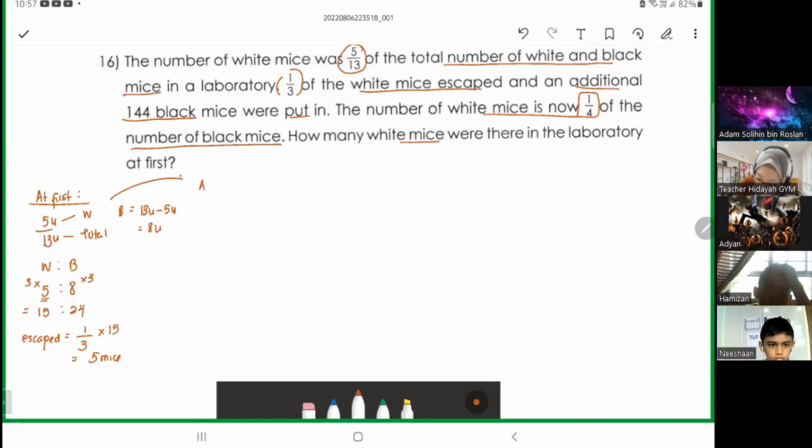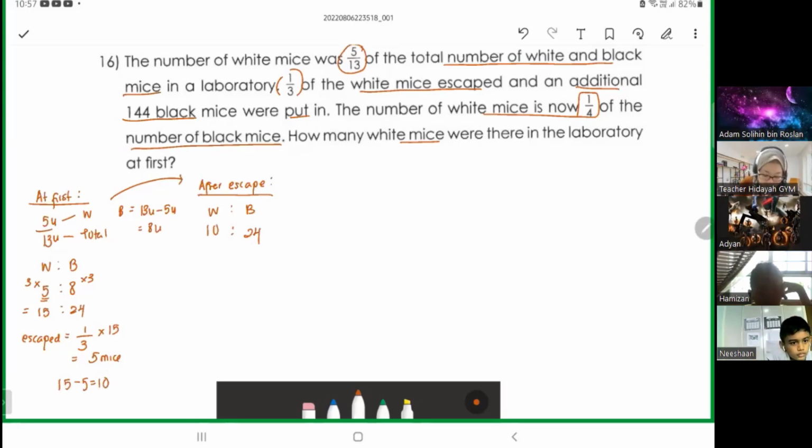After at first, this one is after escape. I'm doing the logical way so you all can see easier. So after escape, the white is to black. It is now 1:4. But that one is after we put in the black mice, right? So after escape the black remains, no change. But the white mice escaped already, right? So 15 minus 5 equals 10. This is my white mice, 10.